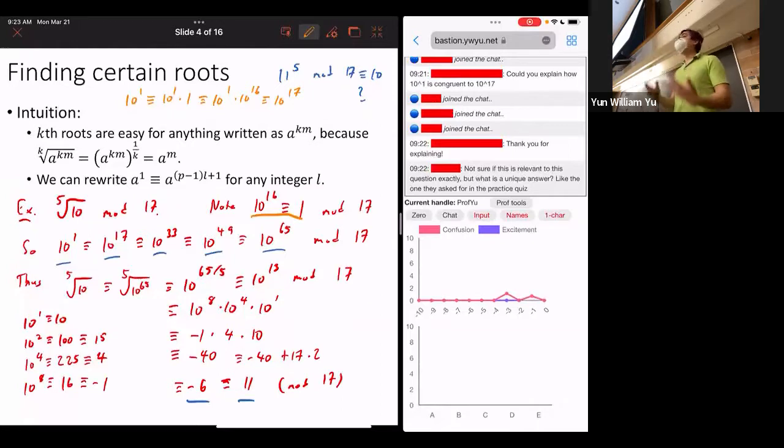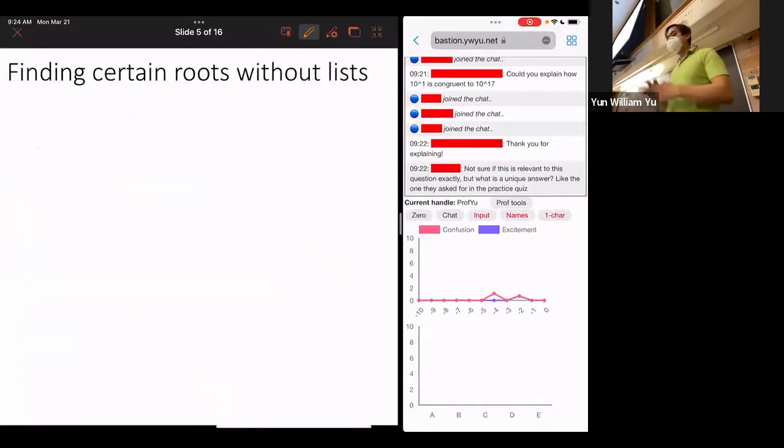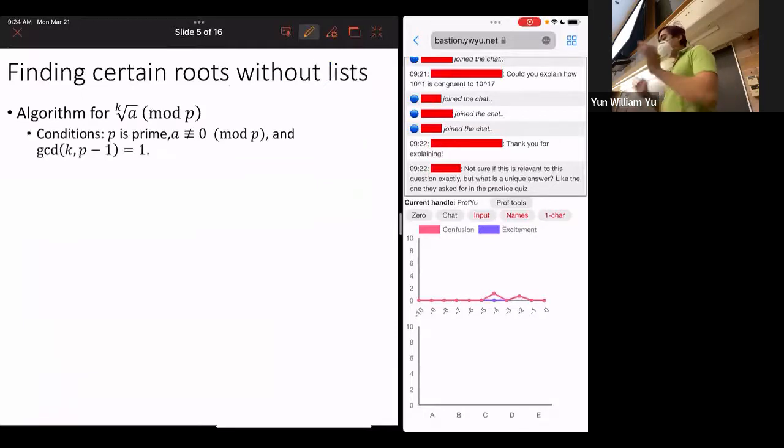But instead, we have another method that we were discussing on Wednesday that tells you both if the answer is unique and whether or not there always is an answer. So this is finding certain roots without listing stuff out. And this is a slightly more complicated algorithm, right? So there are multiple conditions now.